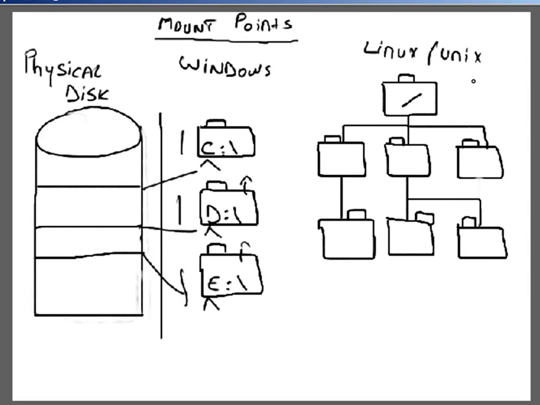Under Linux Unix, it's different. Under Linux Unix, there's only one top level root, which is root. Everything else is mounted, or attached, in a directory under it. So let's say you wanted to create a boot partition. You would create a directory called boot, and then you would mount the partition to that directory.